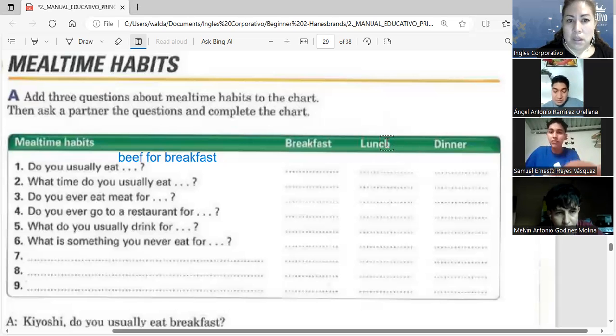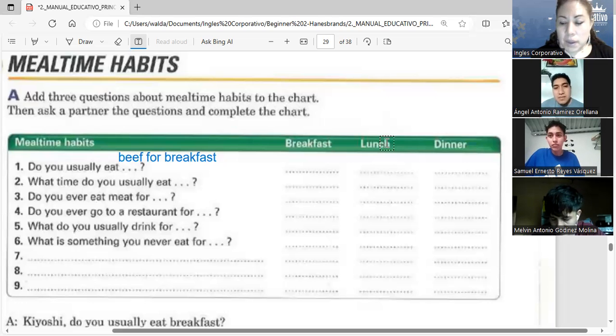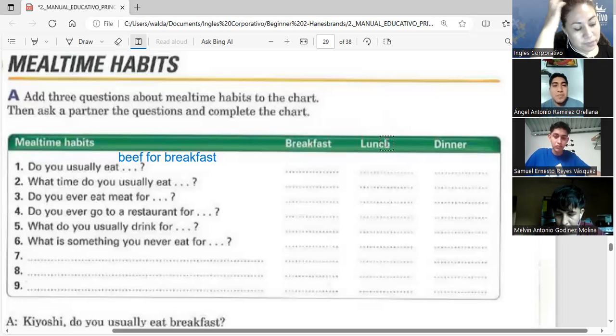What is something you never eat for? Angel. Turn on your microphone. Sí. Pero prefab lunch dinner no. What is something you never eat for dinner? No, I never do.